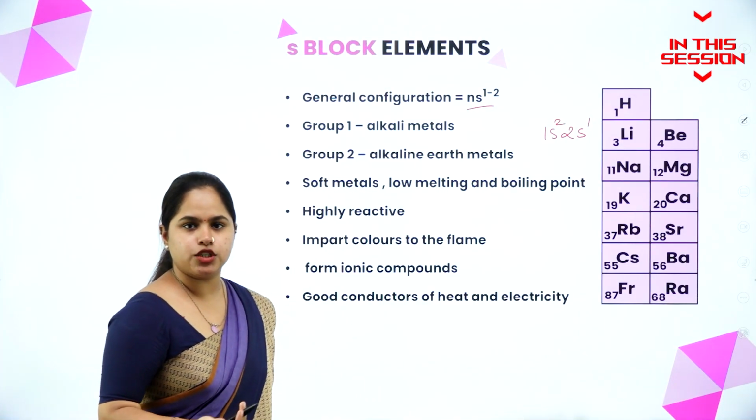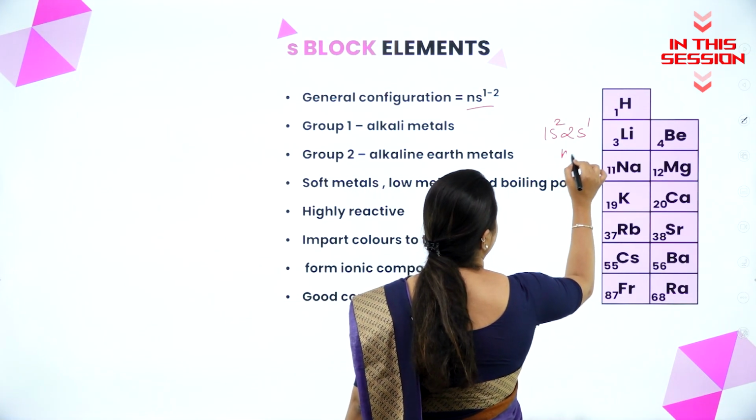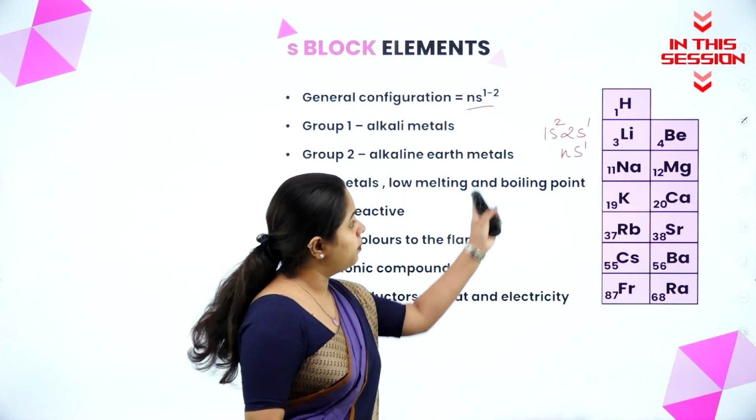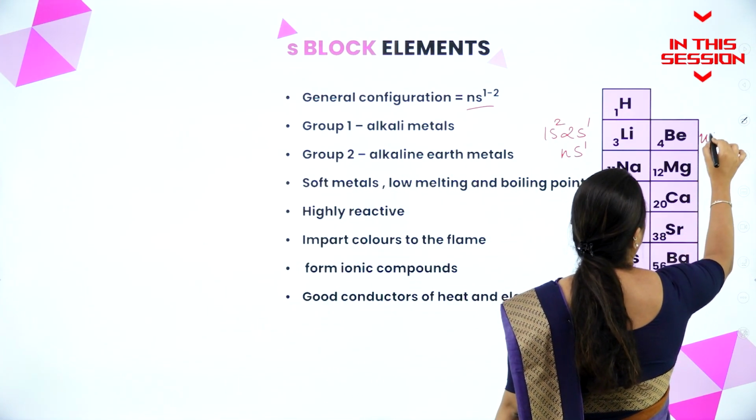So what is the general electronic configuration? I can write it as ns1. Right? For beryllium, the general one will be ns2. Right?